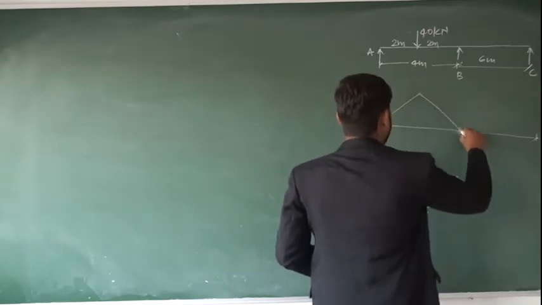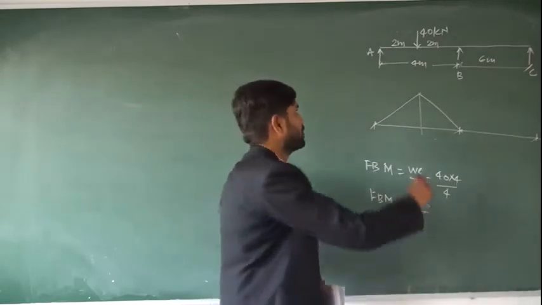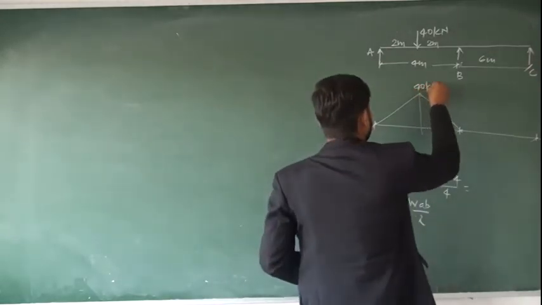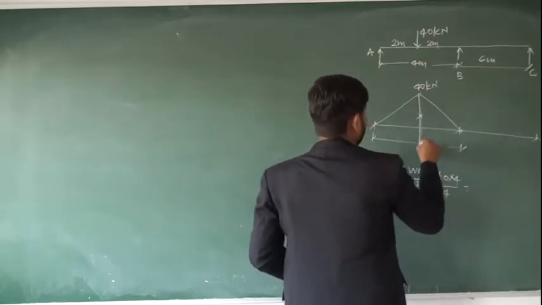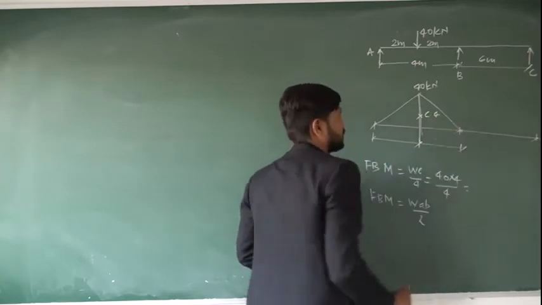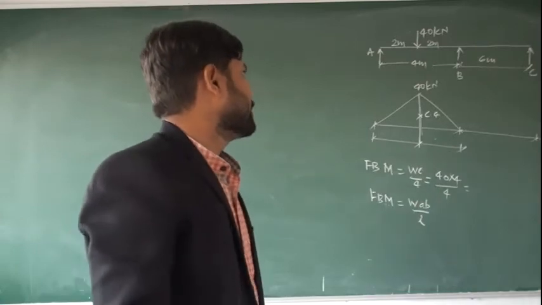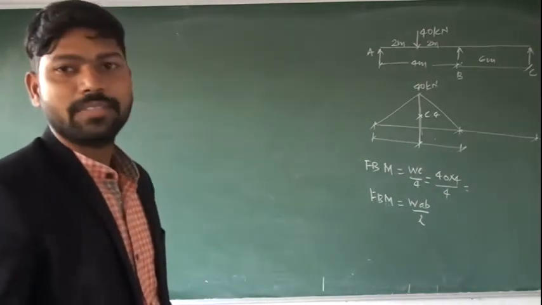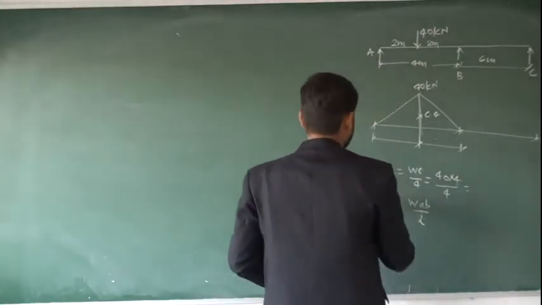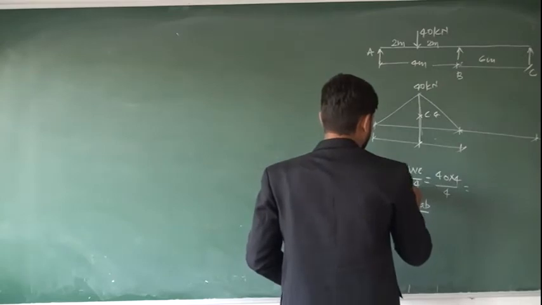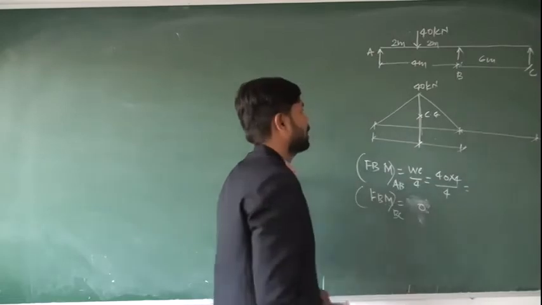And its apex will be at the center because the load is at the center. We needed a1 x1 and a2 x2 for the calculation. So now at BC there is no load. So what is the bending moment? The free bending moment for BC is 0. Okay.